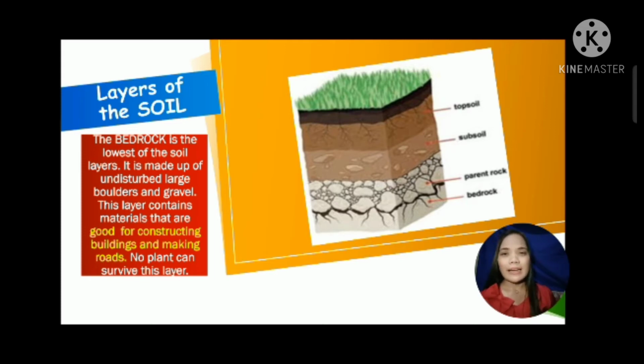Okay? So, kabaliktaran siya ng topsoil. Topsoil is the best layer of the soil where we can plant. And the bedrock, from the other side, is the least advisable layer where we can plant, because it is not good for plant growth; it is good for constructing buildings and making roads. So, dito nanggagaling yung malalaking bato na ginagamit ng ating mga engineers and architects to build buildings and houses.